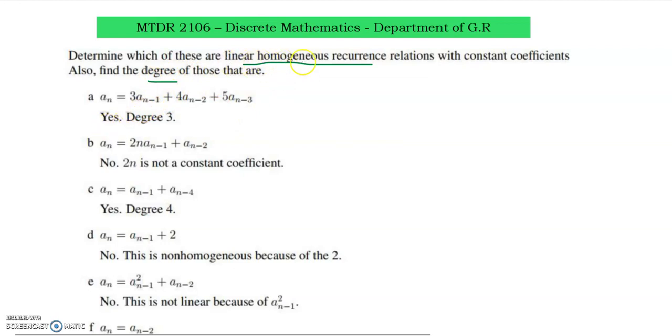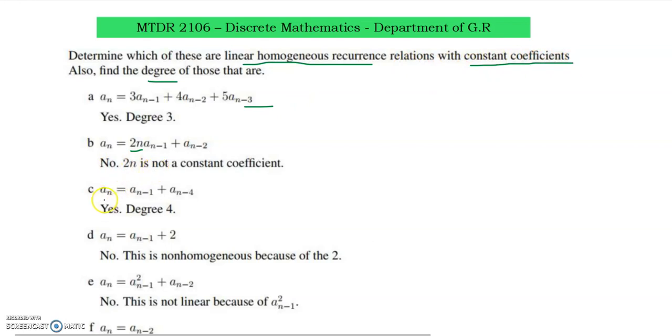Yes, this is a linear homogeneous recurrence. Degree is 3. Now this one is not linear homogeneous. Why? Here the coefficients must be constant. Now you see here 2n: 2 is constant, but the n is not constant. That is the reason 2n is not a constant coefficient, so it is not a linear homogeneous recurrence relation with constant coefficients.